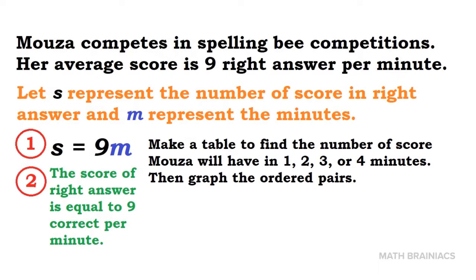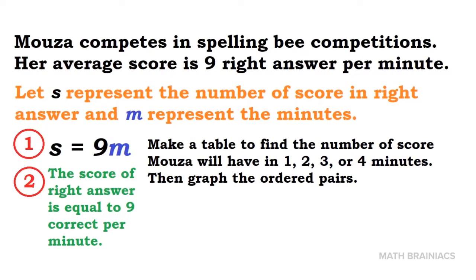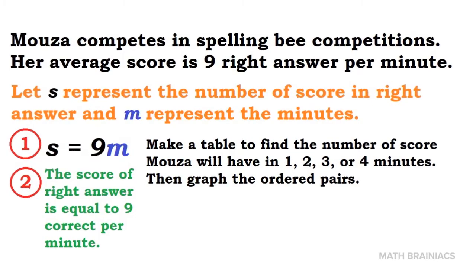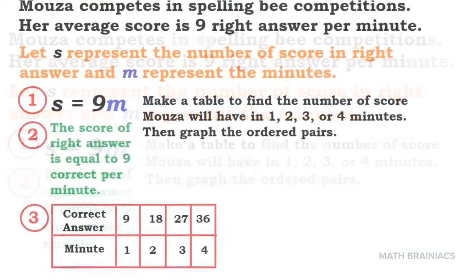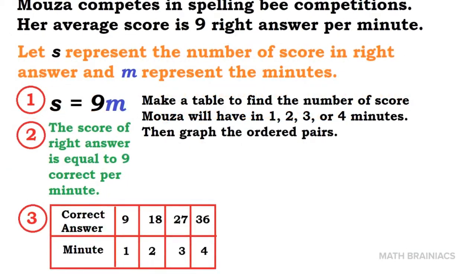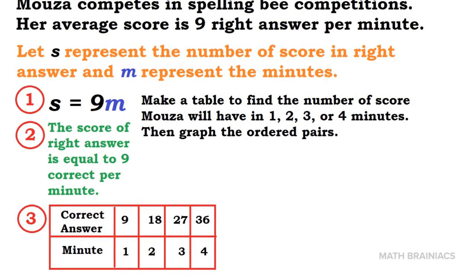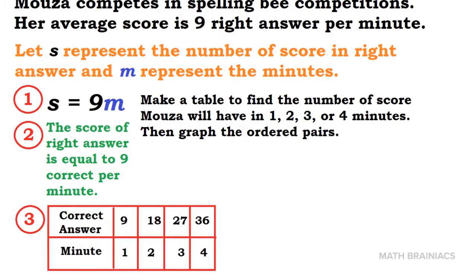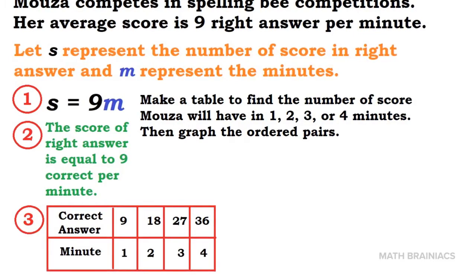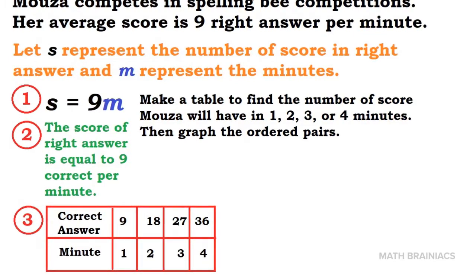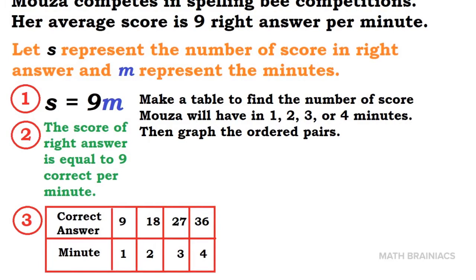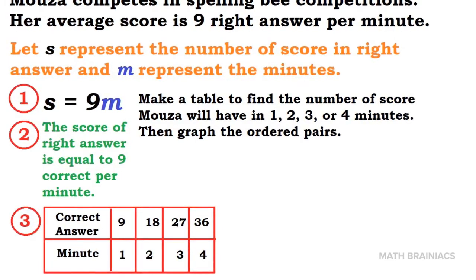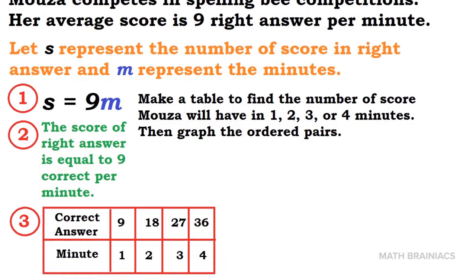Let us make a table to find the number of score Moza will have in 1, 2, 3, or 4 minutes. Then, graph the ordered pairs. The table will give us the correct answer per minute. Therefore, the first row will give us the correct answer and the second row will be the minute. Considering that the equation is S is equal to 9M, we're just going to multiply the number of minutes by 9. And we can come up with a table like this.